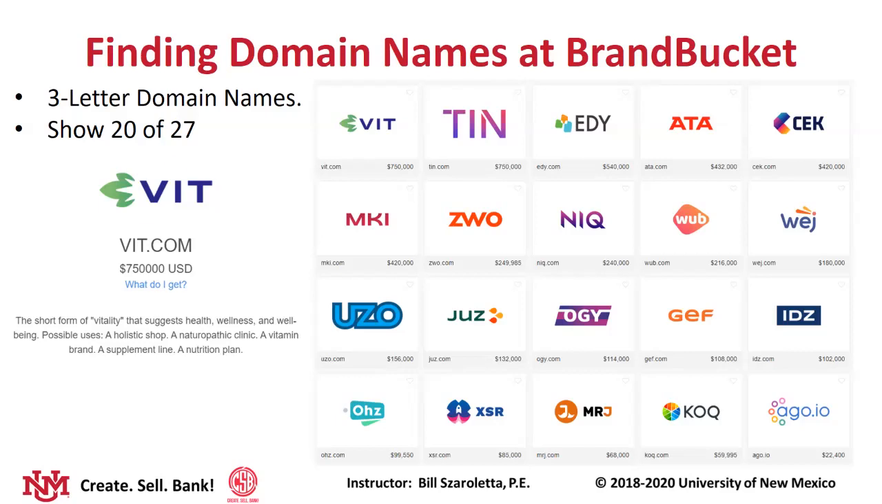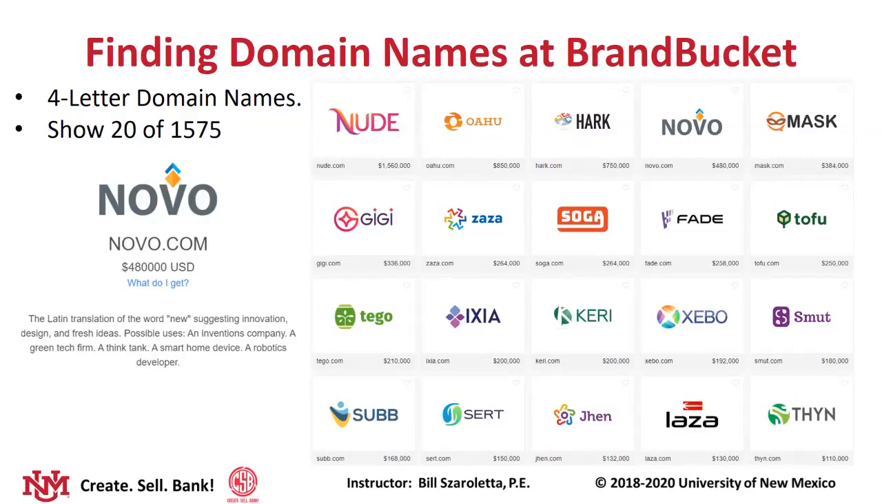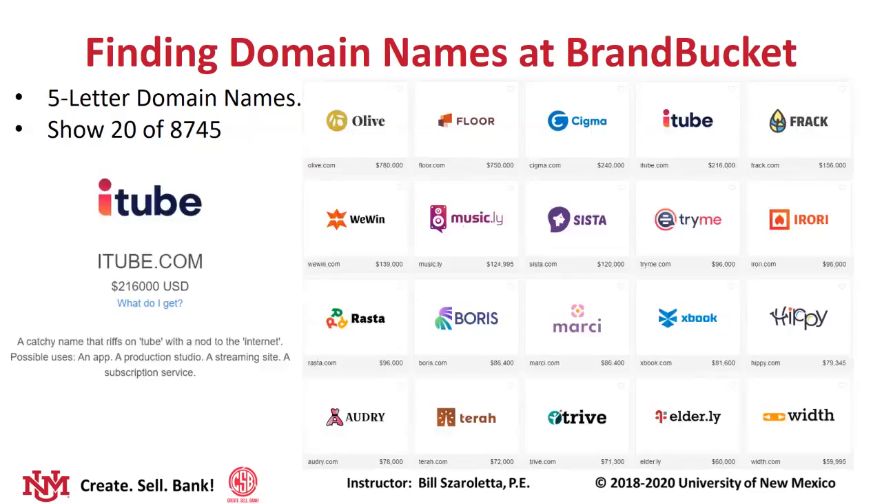So let's look at 4-letter domain names. Now they've got 1,575 of those, and we're going to look at 20. So Novo is over here, and this thing's worth $480,000. There's some that are worth more, some that are worth less, and so you can spend a lot of time on this page, going through. 5-letter, they have 8,745. So I just picked iTube, which is 216,000. Olive is 780,000. So, you can get this catchy, memorable name.